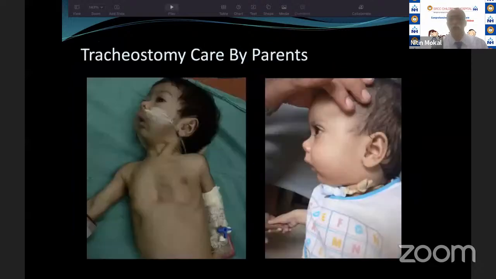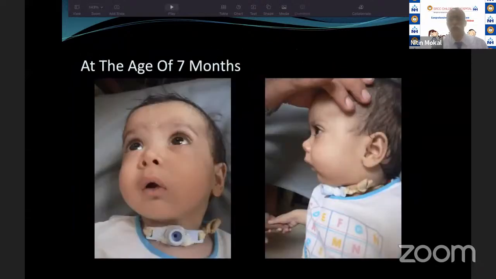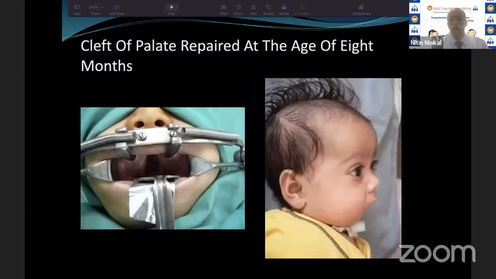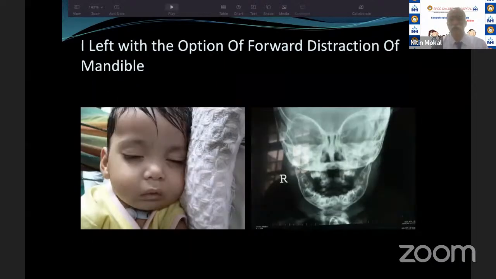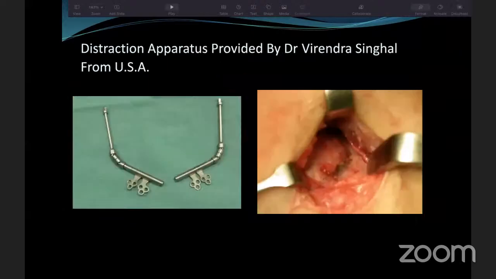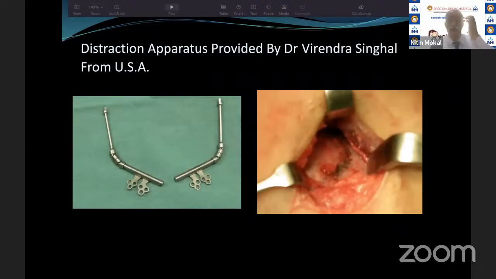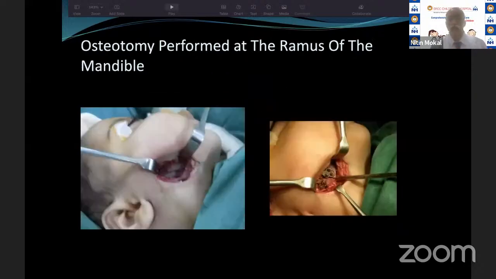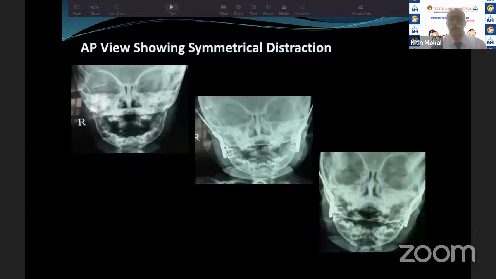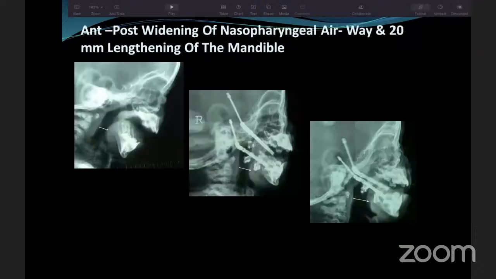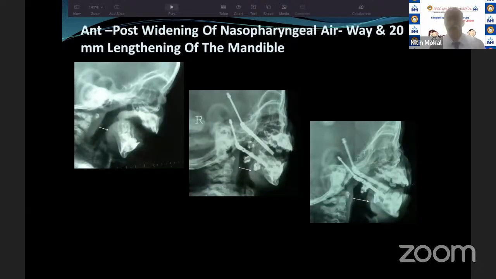Then we did a repair of the cleft palate. Despite repeated decannulation attempts, he was desaturating, so we decided to do an osteotomy and bring the jaw forward. This is the internal device for the osteotomy. We do an osteotomy, place a distractor, start distracting, and bring the jaw forward. And you can see that as soon as we start distracting forward, in this distraction procedure, the airway increases nicely.